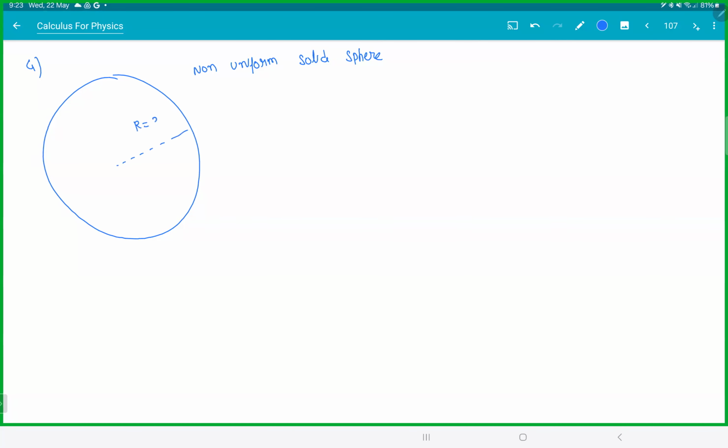Let the radius be 2 meters. Rho is called volume density. This is what you studied in school: mass per unit volume. So here rho is given by 3x. It means it's not constant, it is changing. x is the distance from the center. So at the center there is no mass, and as you go outside, the sphere is becoming heavier and heavier. The value of x lies between 0 and 2. Find the mass of the sphere.